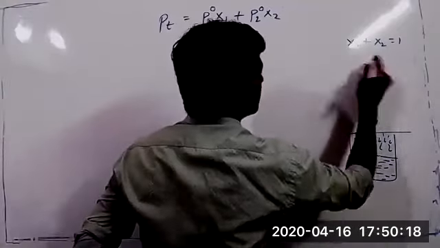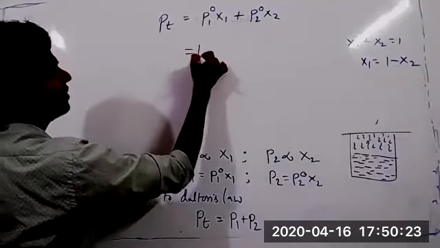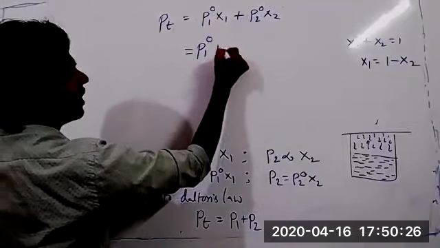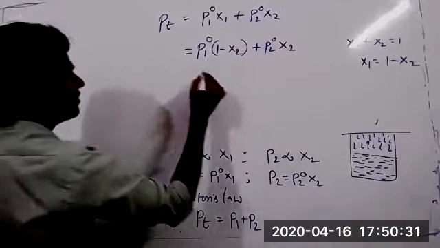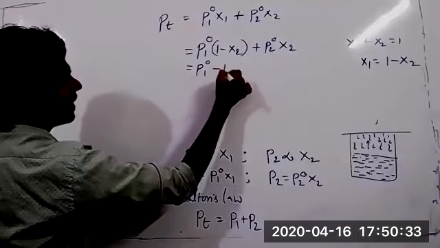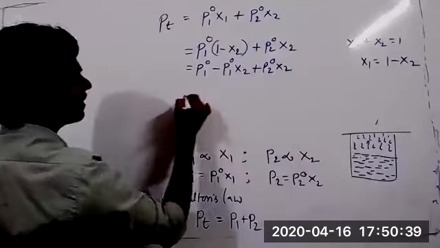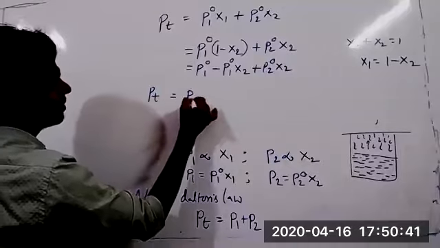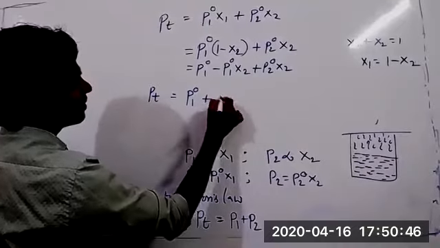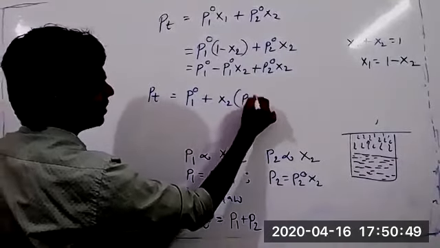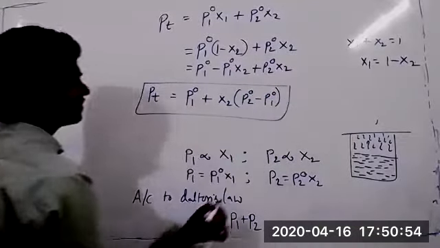Otherwise we may take x1 is equal to 1 minus x2. That's also fine. Substitute that value: P1 power 0 instead of x1, 1 minus x2, plus P2 power 0 and here x2. That is P1 power 0 minus P1 power 0 x2 plus P2 power 0 x2. Finally, P total is equal to P1 power 0 plus, taking x2 common, P2 power 0 minus P1 power 0 times x2. This is only Raoult's law equation.